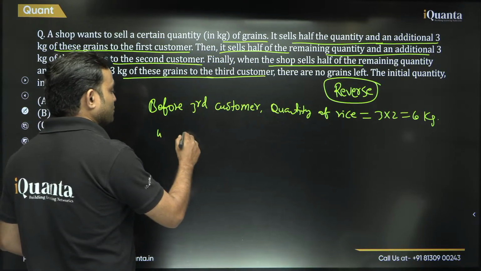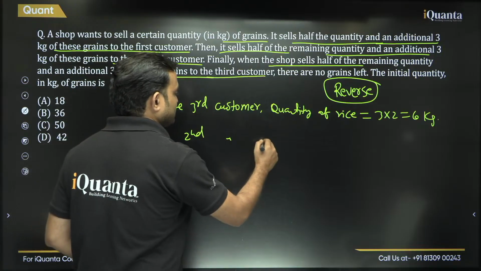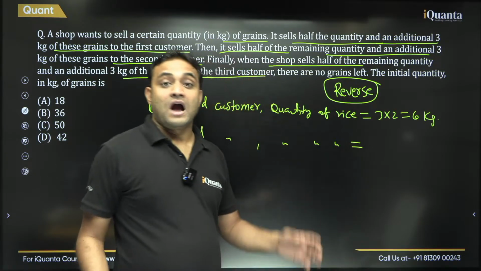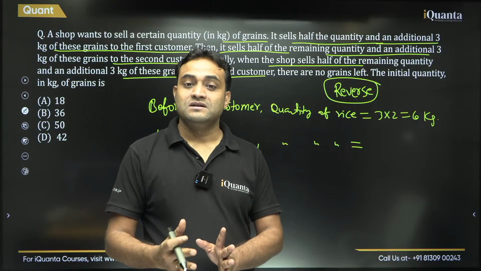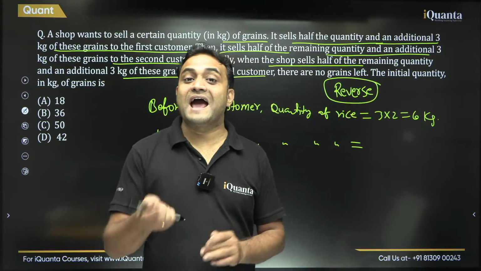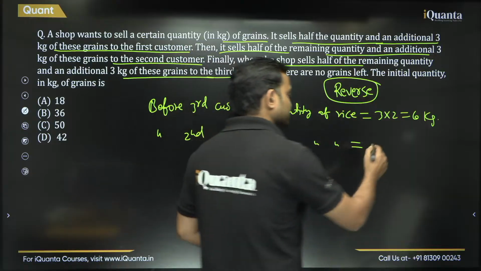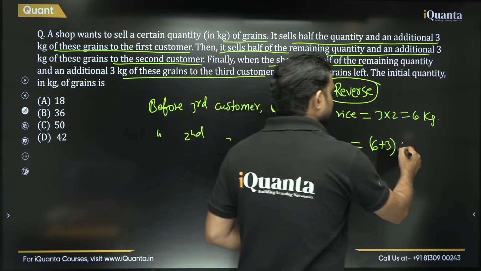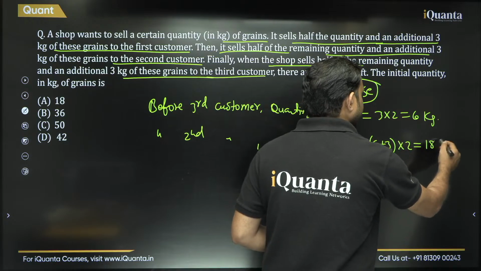Now before second customer, what we can say? Quantity of rice, again, half plus 3. After giving half plus 3, he is left with 6. So if I add this 3 to this 6, then this will be half. This into 2, this will be equal to 18 kg.